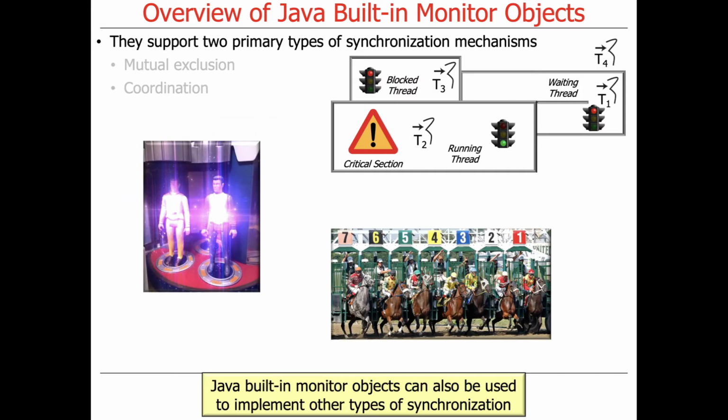You can also use Java built-in monitor objects to implement other kinds of synchronization. For example, you can implement various kinds of atomicity properties. You can implement barrier synchronizers. As you will see for assignment 2B, when we get to that point, you can also use them to implement other synchronizers altogether, like semaphores, for example, which we will be doing.